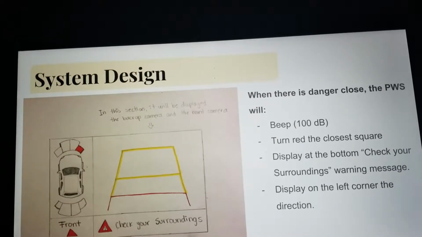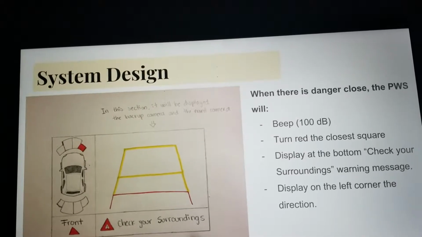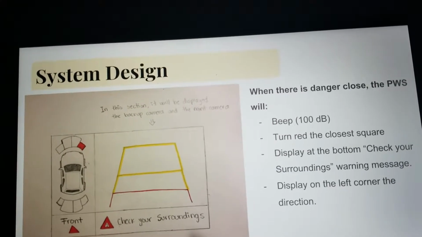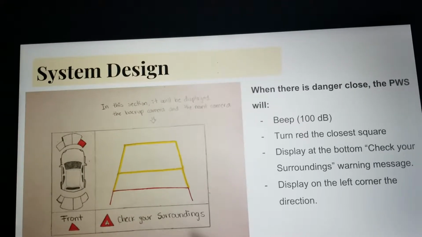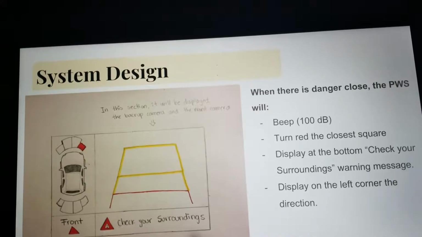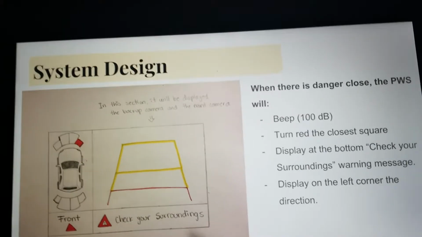Another feature our design implements is a square at the bottom. It will display "Check surroundings" as a warning message. Furthermore, at the bottom as well, on the left corner of the screen, there will be another message. It will display either front or back, according to which camera is activated.